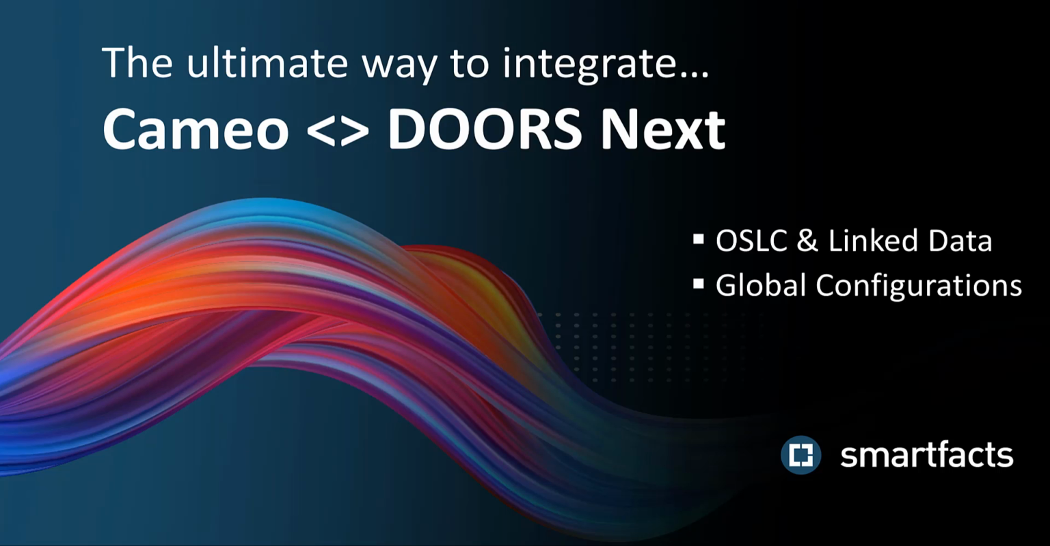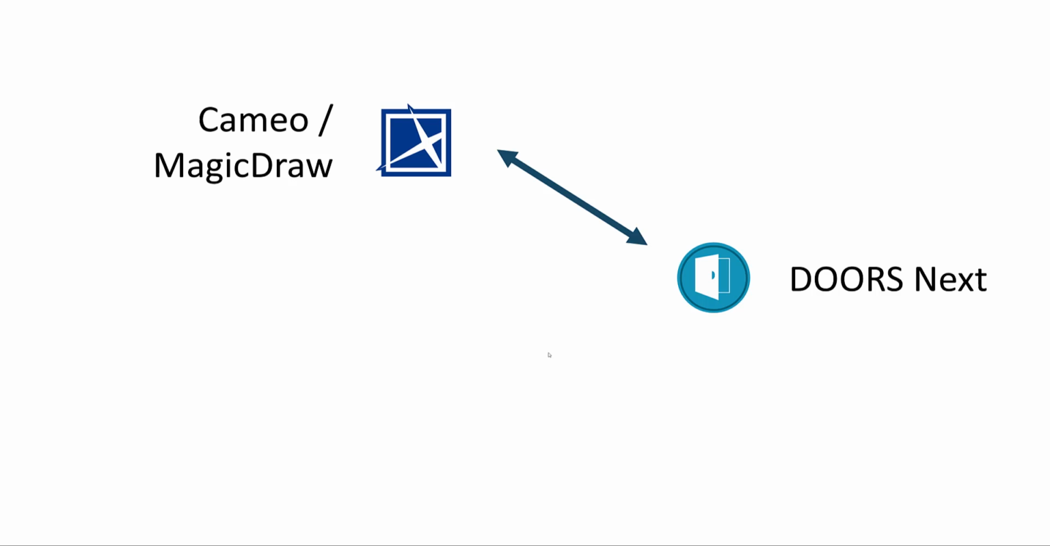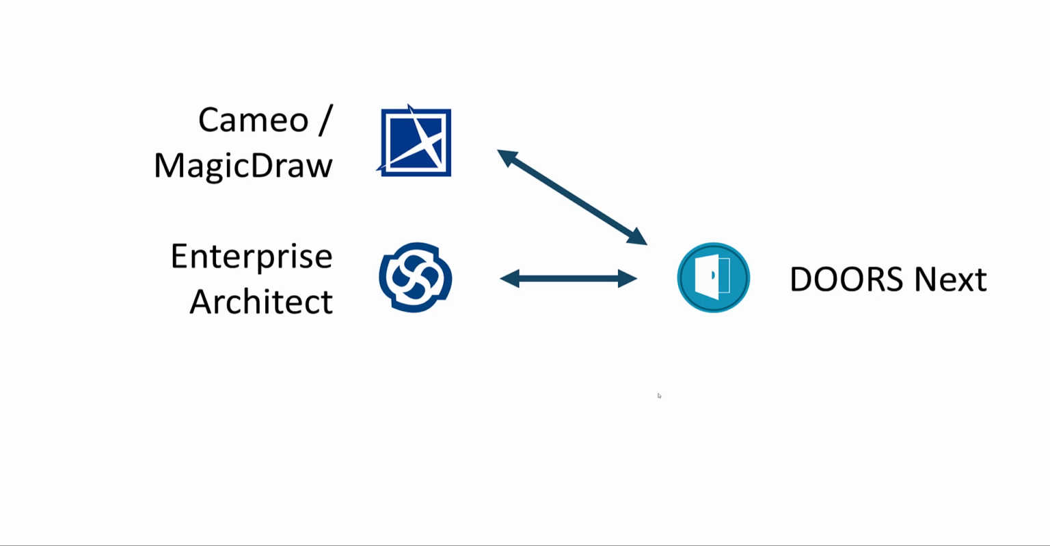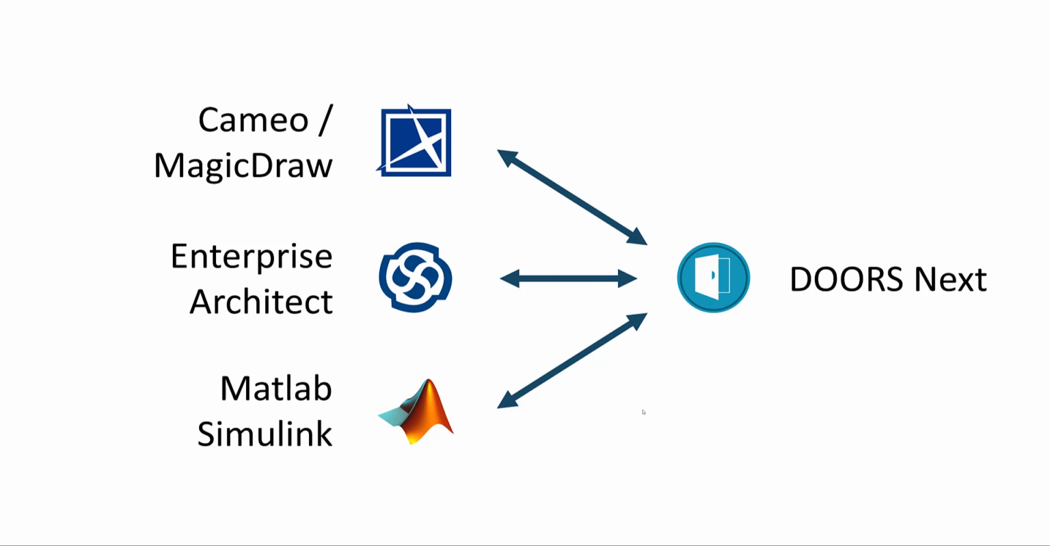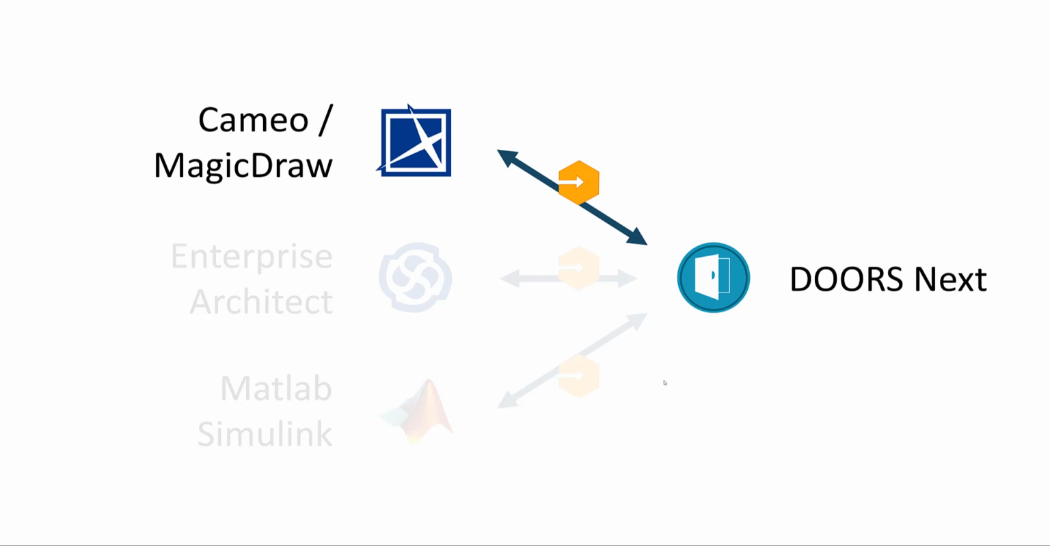Welcome to this talk on the ultimate way to integrate Cameo and DOORS Next. What we're going to do is take a close look at how we can integrate Cameo and DOORS Next, an application of the Jazz platform. I have to emphasize that the exact same way also applies to Enterprise Architect and to MATLAB Simulink. And of course, we will use global configuration management. To not make things too complicated, I will focus on Cameo MagicDraw to DOORS Next in the next minutes.